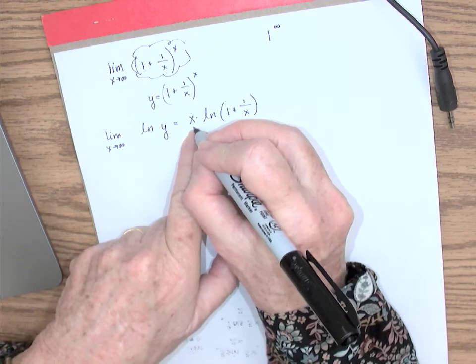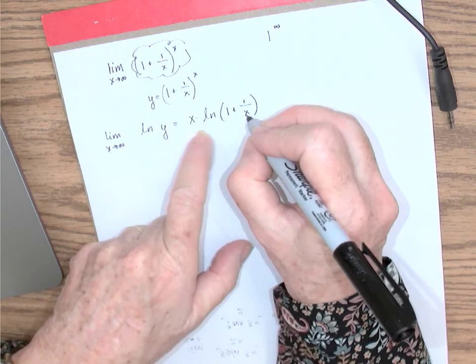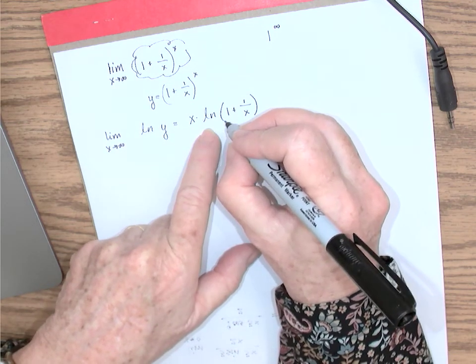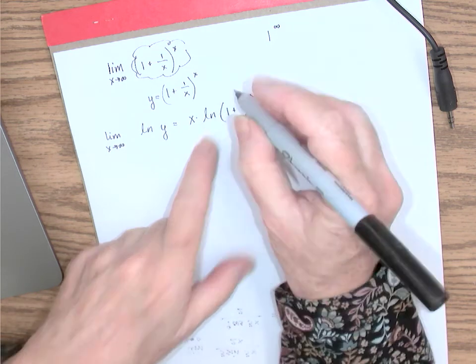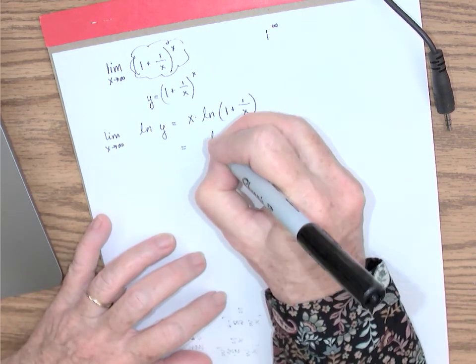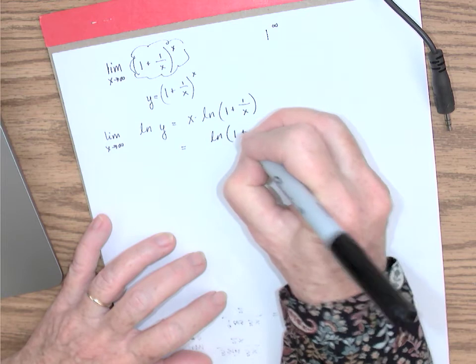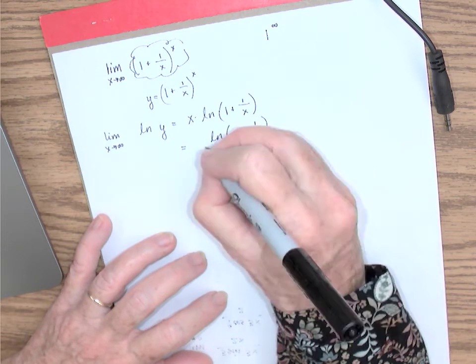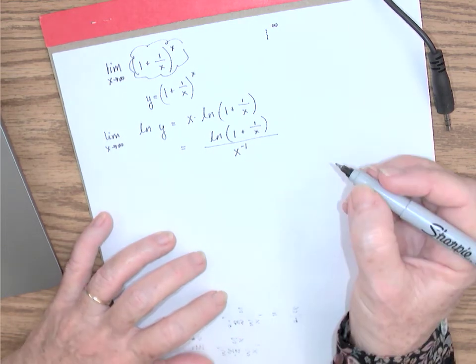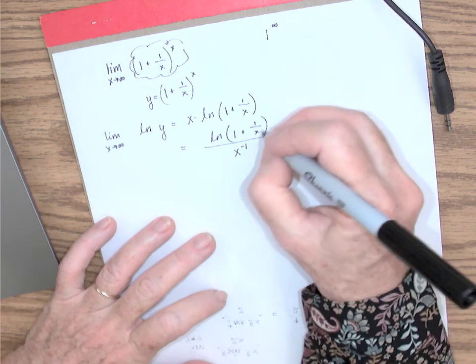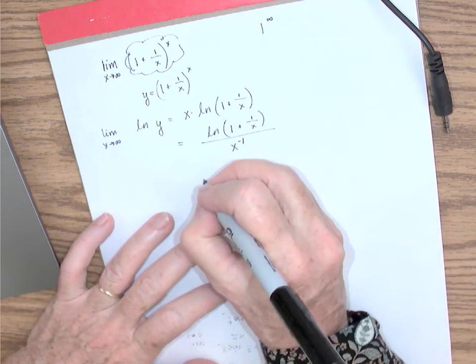Well, this is going to become infinity times natural log of 1, which is 0, and we know what to do with that. We need to write this as a fraction. So I'm going to take the right-hand side and write it as natural log of 1 plus 1 over x, over x to the negative 1, which then becomes 0 over 0. So I'm going to use L'Hopital's rule.